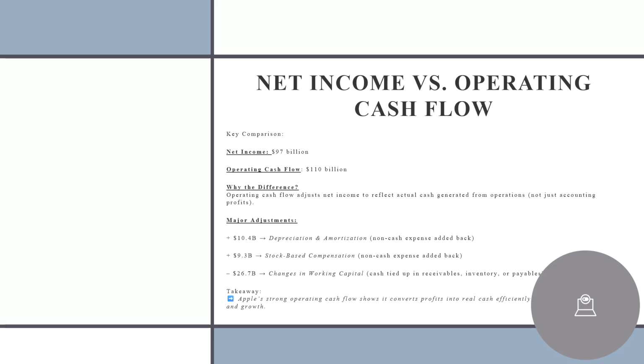Net income was $97 billion versus operating cash flow, which was $110 billion, which shows Apple's strong cash generation beyond accounting profit. The key differences here come from non-cash items like depreciation and stock-based compensation that were added back. Working capital changes reduced cash due to timing in receivables and payables. The takeaway from this slide is that Apple efficiently turns profit into real cash, strengthening liquidity and funding growth.